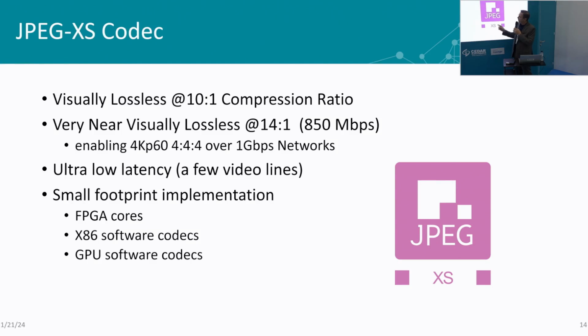It can give you visually lossless compression at 10:1 compression ratio, which would be like a 2.5 gig interface. At near visually lossless at 14:1, which will fit on a 1 gig interface. So most of the video you're seeing around here is the 1 gig at the near visually lossless. That seems to meet the needs of most of the market. Ultra low latency, small footprint in FPGAs, low cost, which is what this market wants.